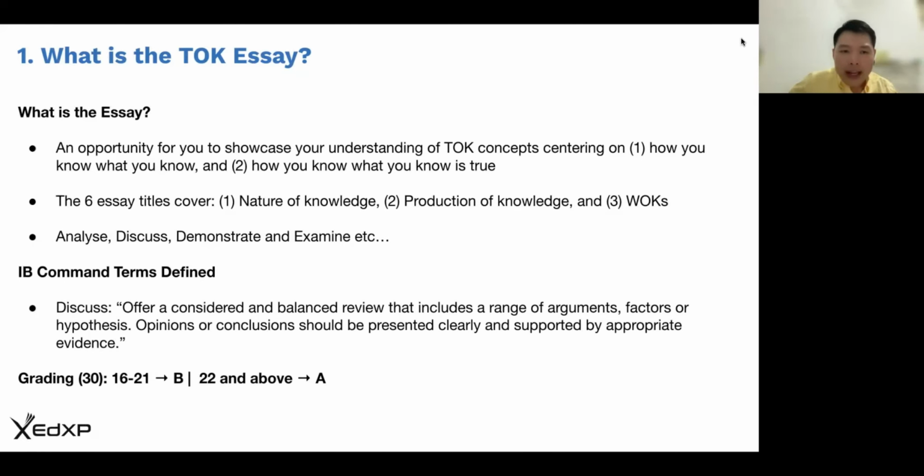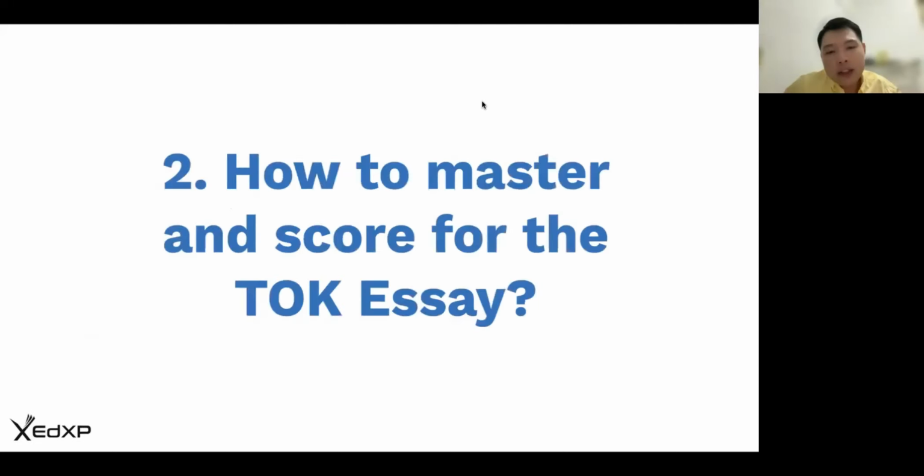Okay. The grading of the TOK essay, you should know, is upon 30. All right. I'm not going to look at C, D, E, and whatever alphabet there is. I'm only going to look at A and B. All right. A is 22 and above, and B is 16 to 21. All right. So that is what we are going to try to gun for. Okay. If you follow today's seminar, there's no reason why you won't even at least manage a B. All right. I'll show you why. Don't worry.